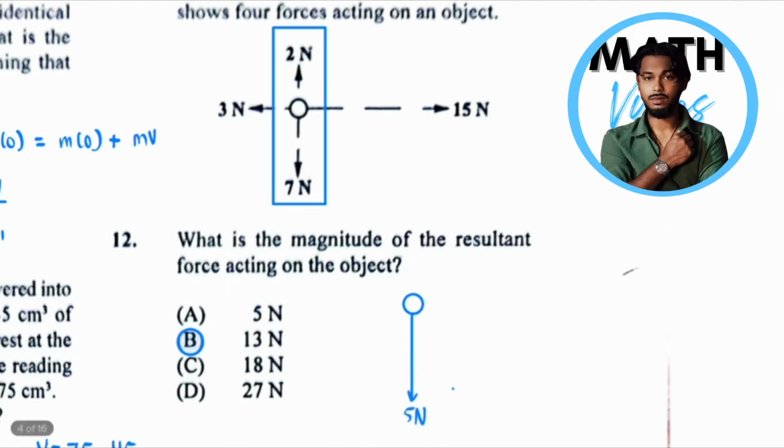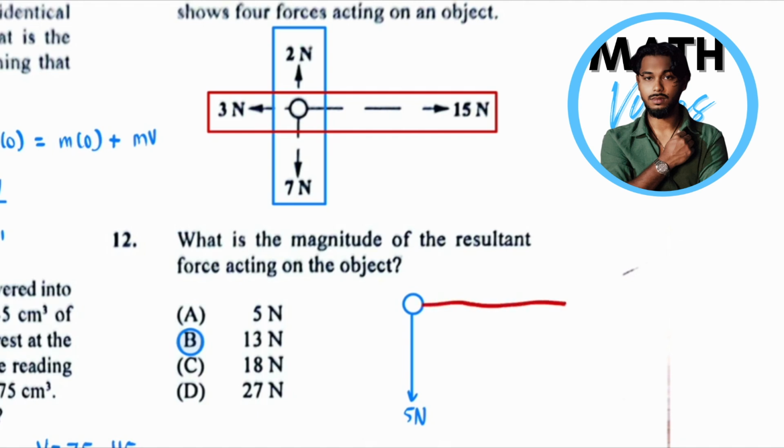Okay. And let's look at the horizontal components now. So the horizontal components here is 3 to the left and 15 to the right. And so what's going to happen is you're going to end up with 12 newtons because we're going to take away 3 from 15 and that's going to result to be 12 newtons to the right. And so I end up in this situation.